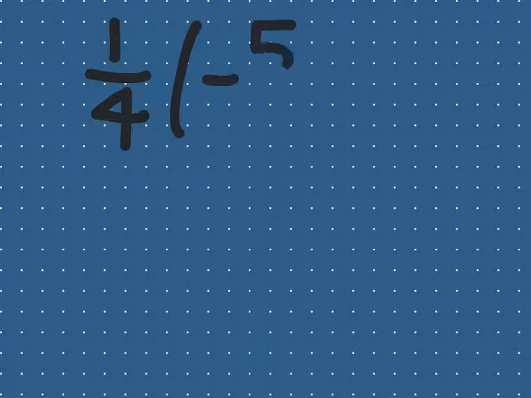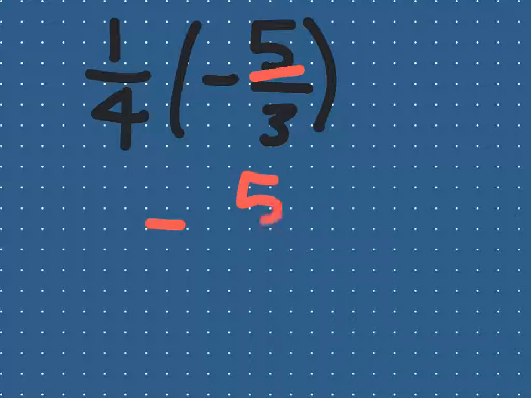Let's do another one on your own. Let's do 1 over 4 times negative 5 over 3. Pause the video when you have your answer. We notice that they have different signs, so we know the answer is going to be negative, plus this number is larger and it has a negative sign tacked onto it. So we just multiply right across, and now it becomes negative 5 over 12. Awesome.